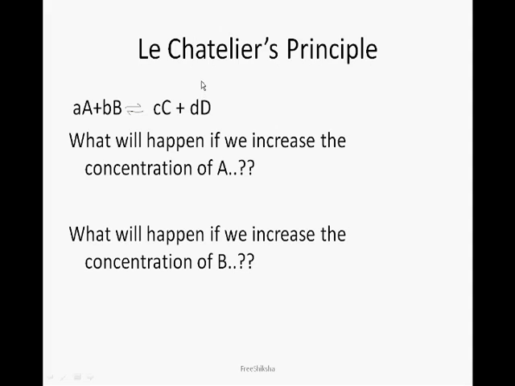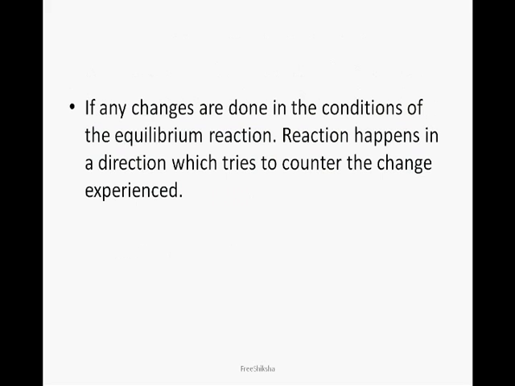Similarly, if we increase the concentration of D, the reaction will happen so that it can reduce that concentration. So whatever change happens in the equilibrium reaction, the forward or backward reactions occur in such a way that they can counter the changes that have happened in the equilibrium.